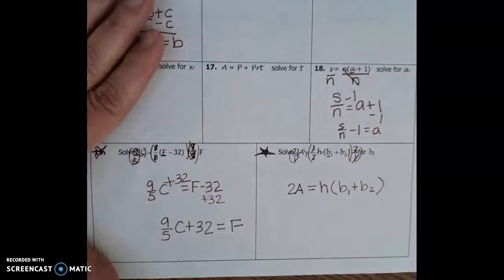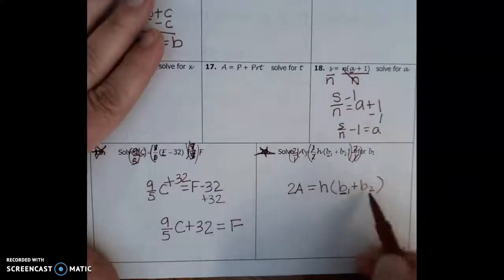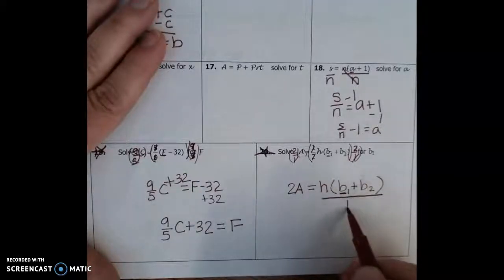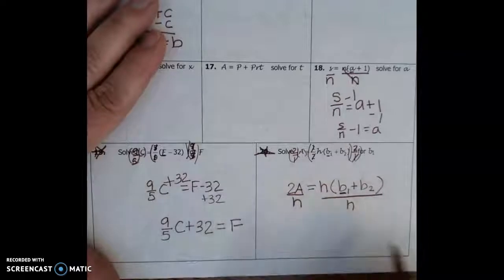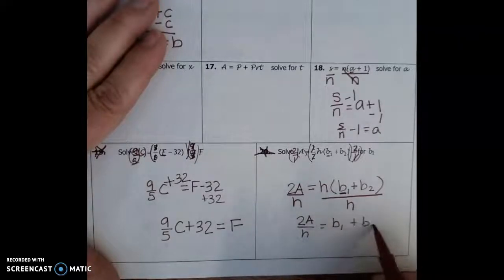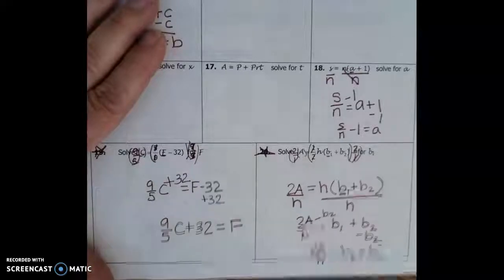Okay. Now I'm trying to get to b1. He's still inside the parenthesis because there's still something on the outside. H is multiplying to the parenthesis, so we're going to divide by h to unmultiply. So we have 2a divided by h equals b1 plus b2. Trying to get b1 by itself, this is now a binomial. We're going to subtract off b2, this whole fraction minus b2. So we have 2a over h minus b2 equals b1.